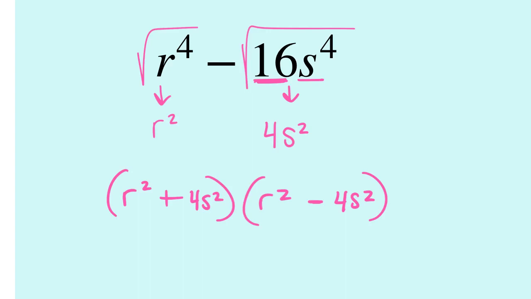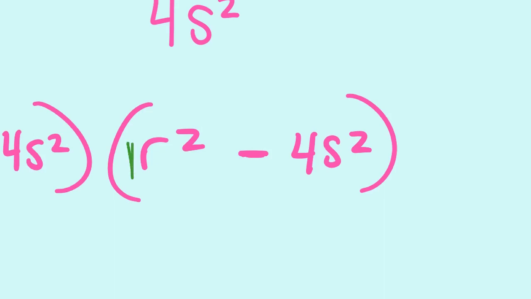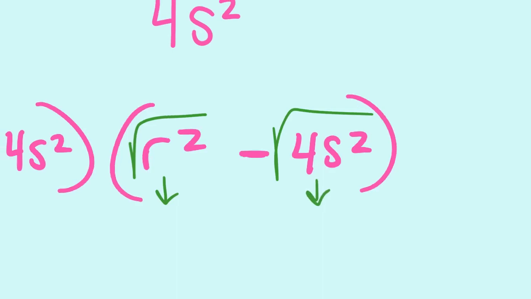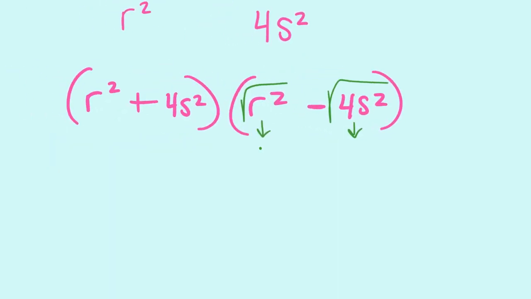Then we need to take a look at what we have left. This part, I can't do anything else with because that's a plus sign. So that is completely factored. However, this one has a minus sign. So I just need to double check: if it's a subtraction, can we factor it like a difference of squares? If I can take the square root of each of these, then we can absolutely factor it. The square root of r squared is r, and the square root of 4s squared is 2s.